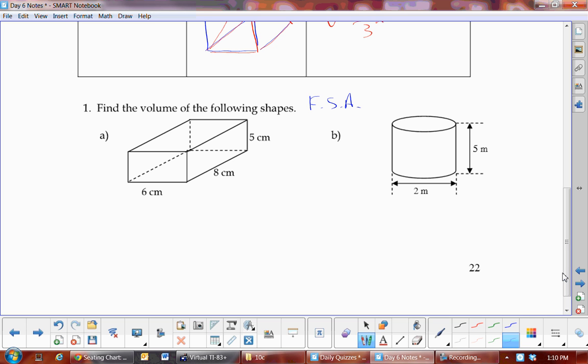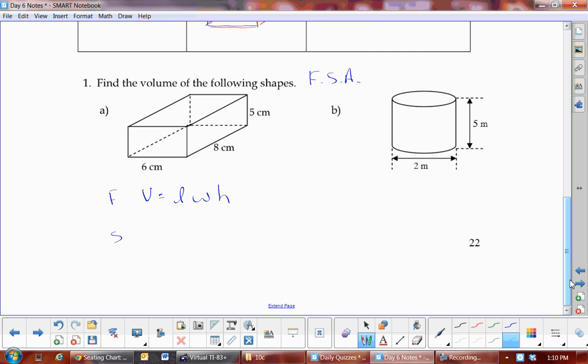So the first thing, formula. For the formula, I would like to see volume equals length times width times height. 1 mark, boom. Do you have the formula? Okay. Substitution, again with the correct units, please. That would be volume equals 6 centimeters times 8 centimeters times 5 centimeters, okay?